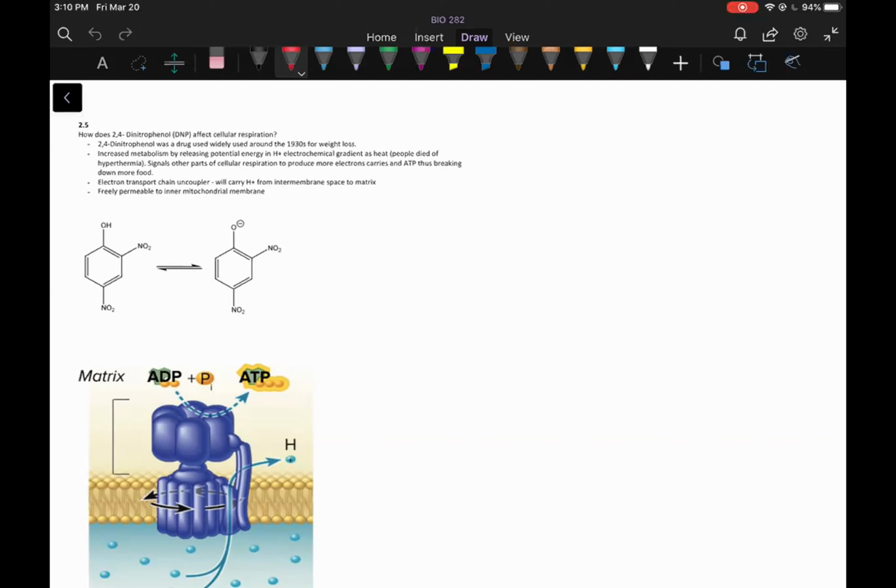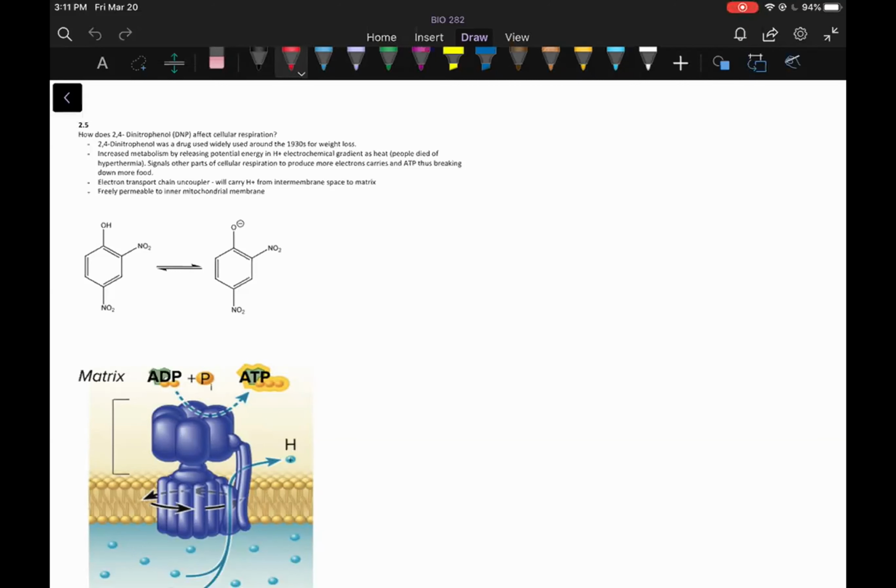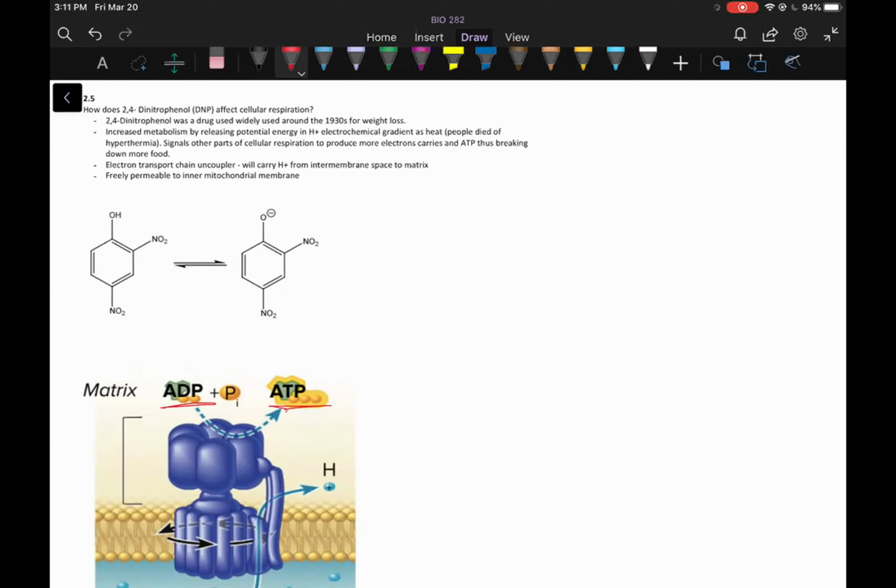And people basically died of overheating or hypothermia. Because this happens, it will signal other parts of your body to increase cellular respiration and digest food a lot faster, because your body isn't getting the ATPs. It's known as an electron transport chain uncoupler because it uncouples the reaction going from ADP to ATP here in the electron transport chain. And the drug is also freely permeable to the inner mitochondrial membrane, which is super important to understand how this works.